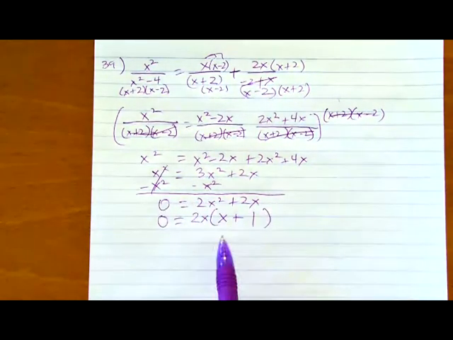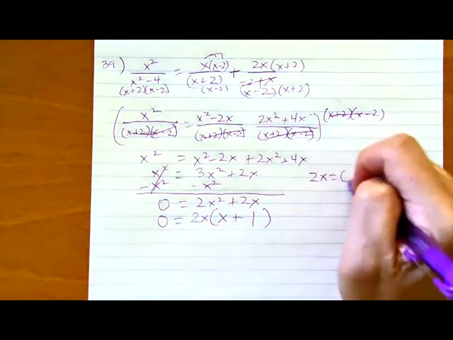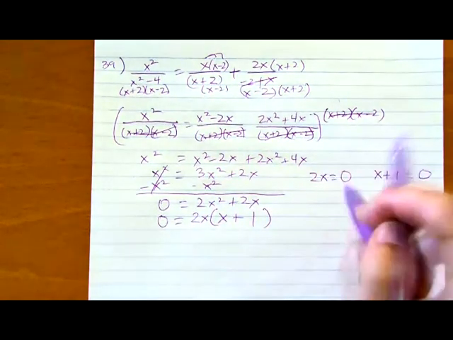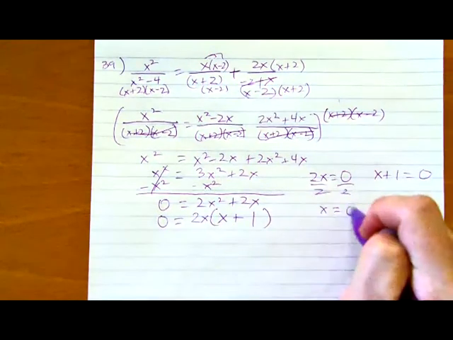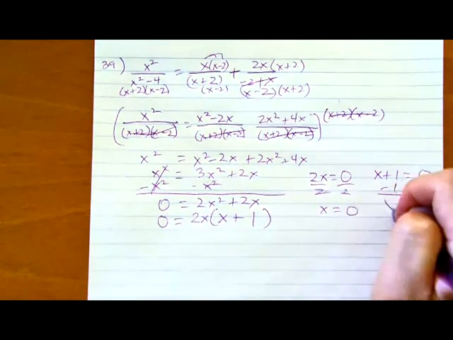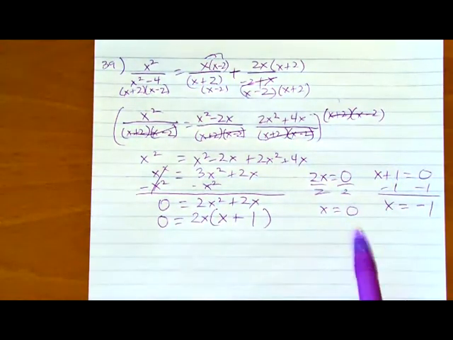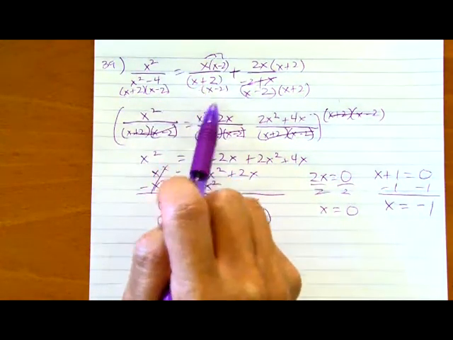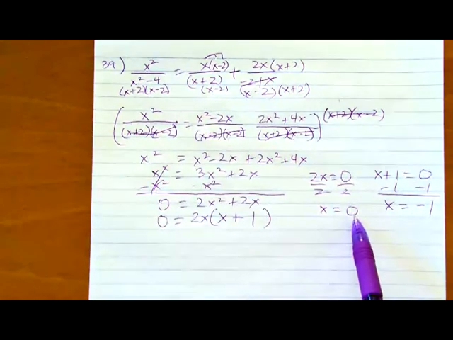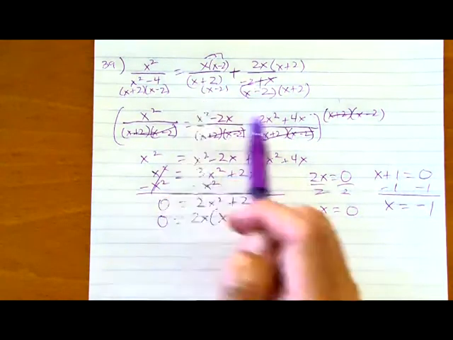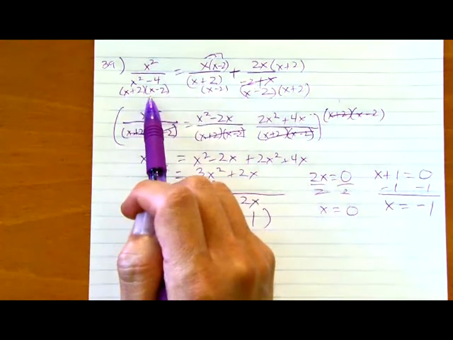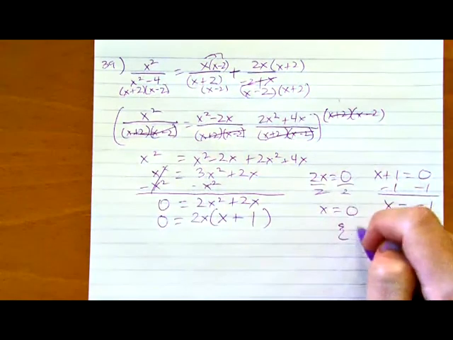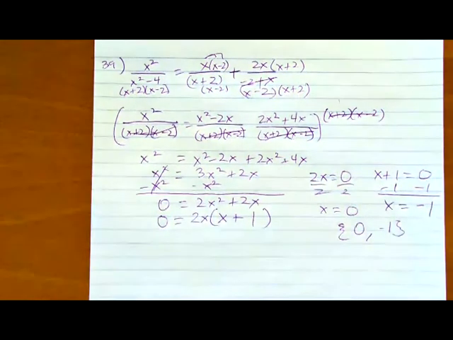Okay, now that we have it factored, each of the factors has to equal 0. And then we solve for x. If you look at the denominators, x plus 2 and x minus 2, if I replace x with 0, it won't produce a 0 denominator. If I replace x with negative 1, it won't produce a 0 denominator either. So both of them are solutions, 0 and negative 1. Okay, last one.